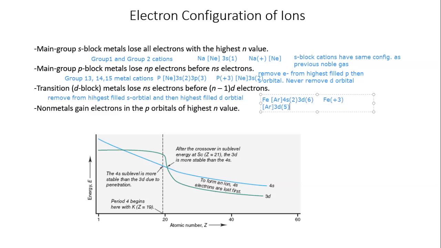The most common mistake is that students forget that the s orbital comes first when you're removing electrons, followed by the d orbital. That's probably the most difficult one out of all of these groups, the d block cations. Now for nonmetals, these are going to be your p block nonmetals, which are basically the only nonmetals on the periodic table. You always add to the highest filled p orbital.